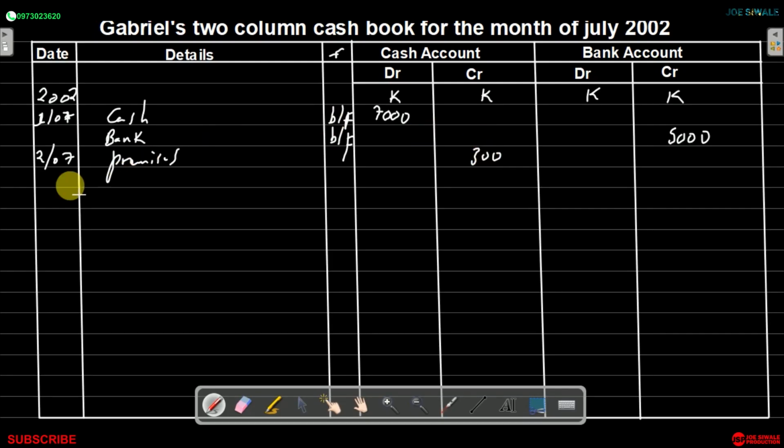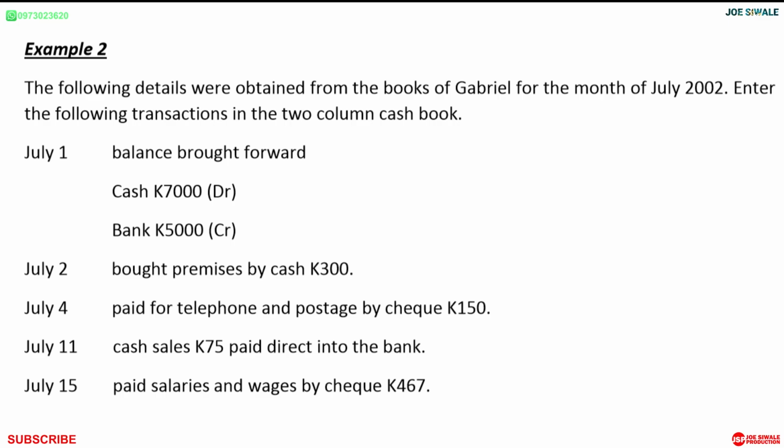So we have 4th of July. We're going to say telephone and postage. So telephone and postage, we're going to credit that amount to the bank account, which is 150. Then on the 11th of July, cash sales amounting to 75 paid direct into the bank.